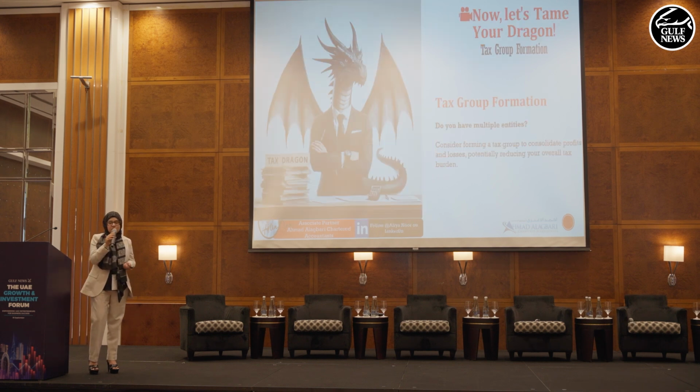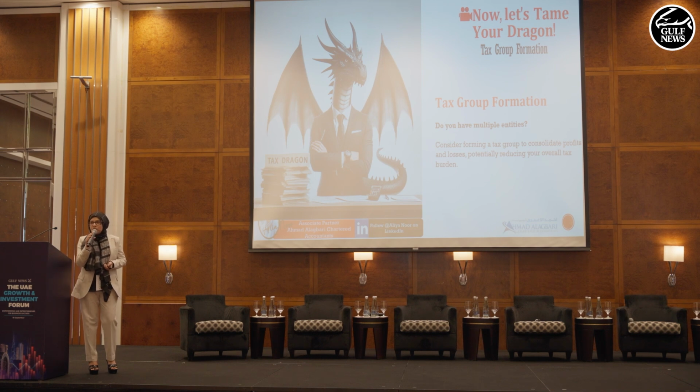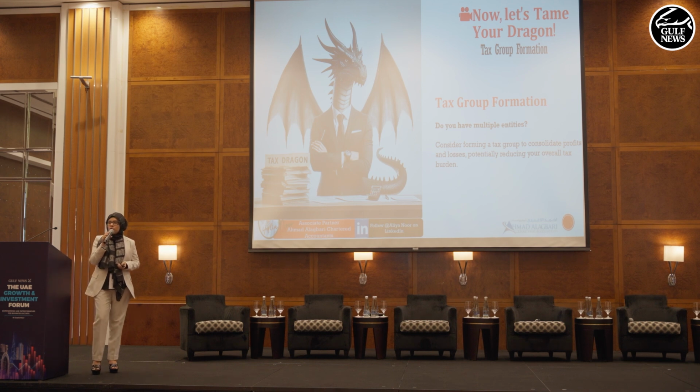There is another relief. If you have multiple companies, try to make a tax group. But in that case, you have to hold 95% shareholding in those companies, so you can transfer your losses subject to certain conditions. Another thing is a qualifying group. In that group, you don't have to make a tax group. You can transfer your losses if you have control over 75% of the shareholding of that company.